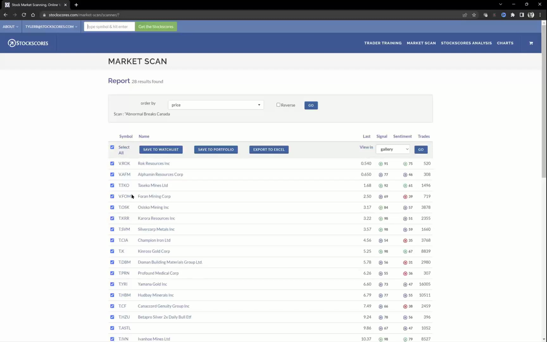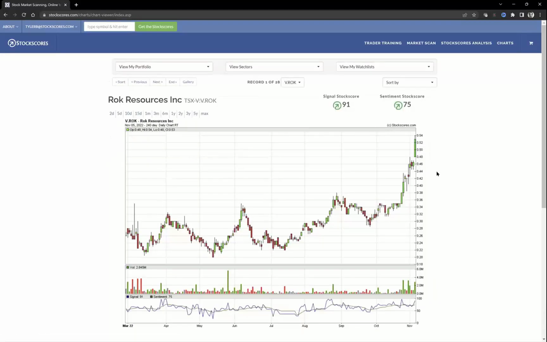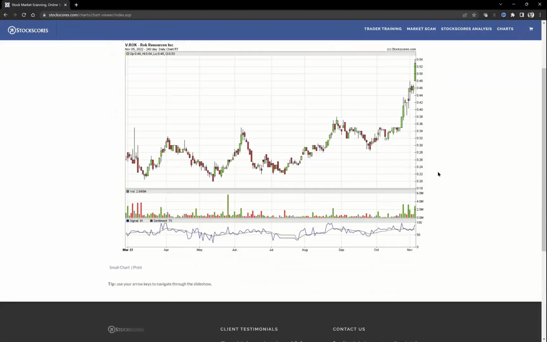So again, if I go back to the market scan and select Abnormal Breaks Canada, run the scan, there's 28 stocks that on Friday met the requirements of that strategy. Step one was to do the scan. Step two is to inspect the charts. And so I go through these charts and I'm looking for a breakout from a good pattern with abnormal activity. Today it's making abnormal activity. You can see that.